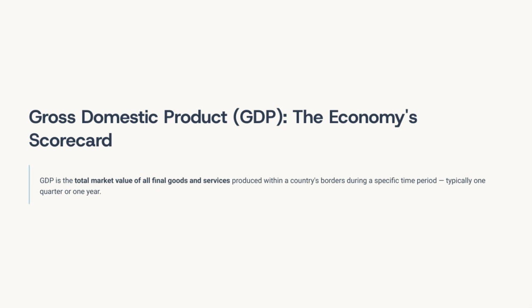By summing up all the finished products and services, we get a sense of the size and health of the economy. This helps policymakers, businesses, and individuals understand economic growth or contraction over time. So, in essence, GDP is a key indicator that reflects the economic performance of a nation at a given point.